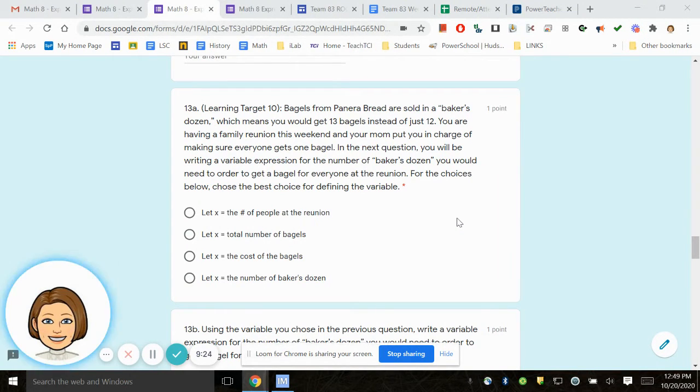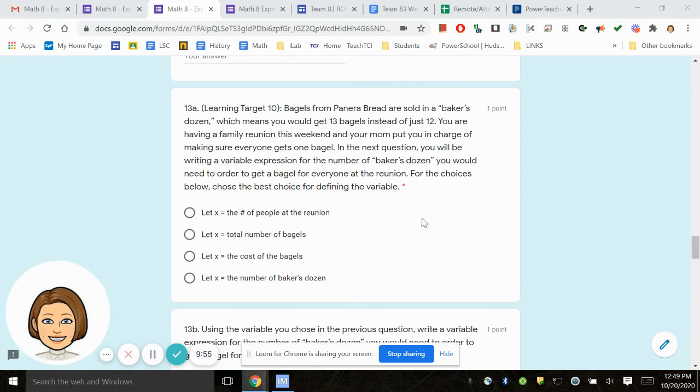Number 13A. Bagels from Panera Bread are sold in a baker's dozen, which means you would get 13 bagels instead of just 12. You are having a family reunion this weekend, and your mom put you in charge of making sure everyone gets one bagel. In the next question, you will be writing a variable expression for the number of baker's dozens you would need to order to get a bagel for everyone at the reunion. For the choices below, choose the best choice for defining the variable.